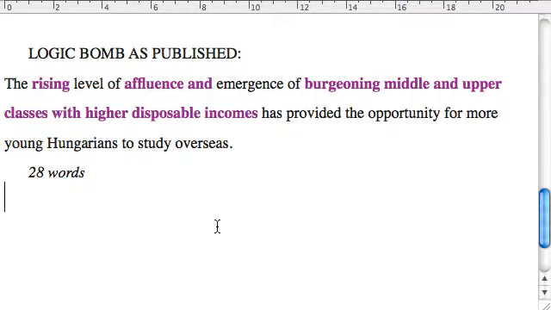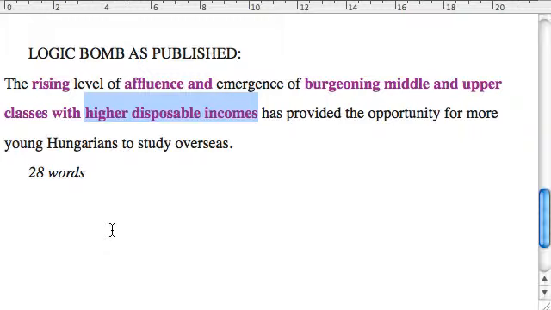Listen very closely. The rising level of affluence and emergence of burgeoning middle and upper classes with higher disposable incomes has provided the opportunity for more young Hungarians to study overseas. And this is 28 words. Now, notice what's happening here. Rising affluence, burgeoning middle and upper classes, and higher disposable incomes are treated logically as 3 separate phenomena.